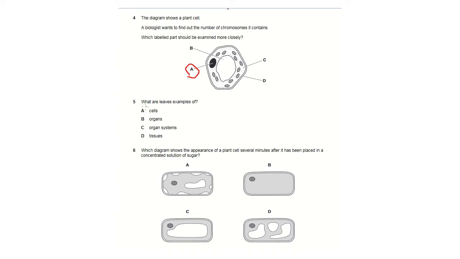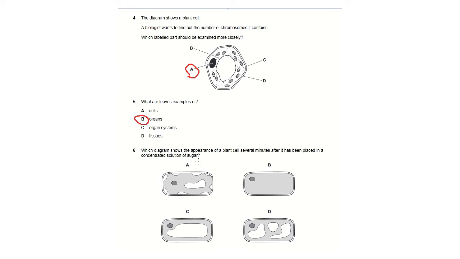The next question asks what leaves are an example of. Cells is a wrong answer because there are many cells in a leaf. Organ systems, it's not. Tissue, there are many different kinds of tissue in a leaf and you should know them by now. So the only possible correct answer is B, it's an organ.